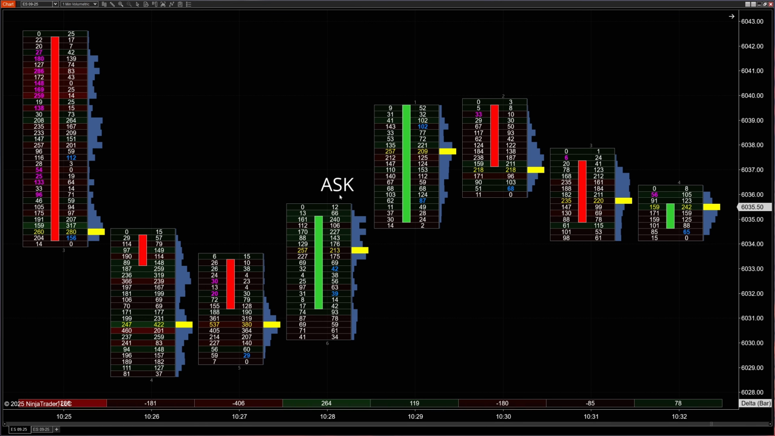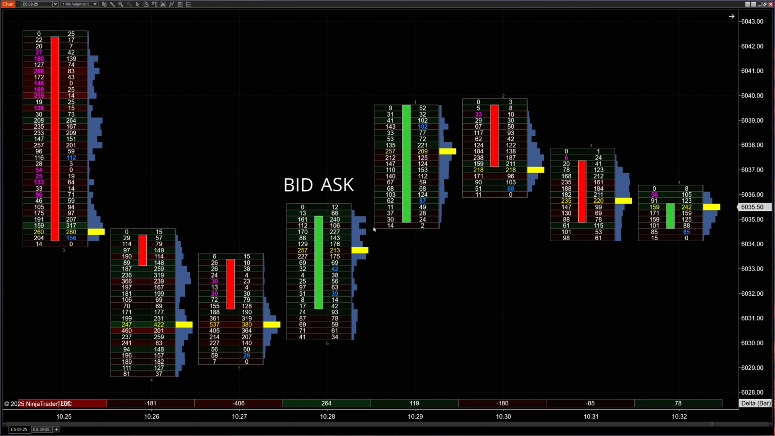When we look at this, all the numbers on the right are orders that transacted on the ask. Numbers on the left are orders that transacted on the bid. So if you hit buy market, your order is going to transact on the ask. If you were to try to buy on a limit order, then your order could come over here on the bid side.